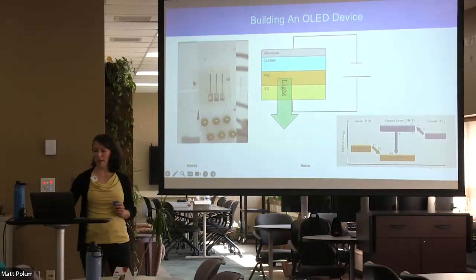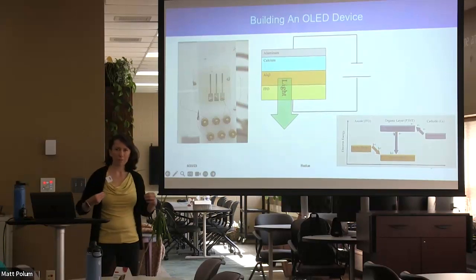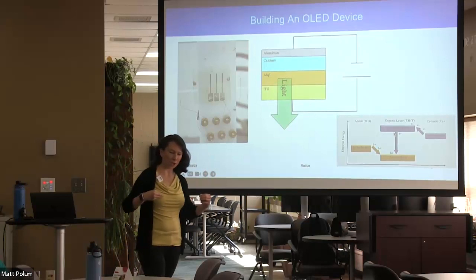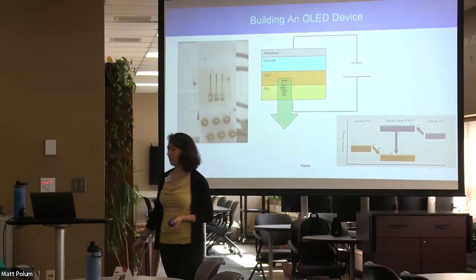The electrons up here have more energy. And to get from the calcium to the ITO, indium tin oxide, it has to make a big jump. And when it makes that big jump down, it emits light, and hence that's where our light comes from.